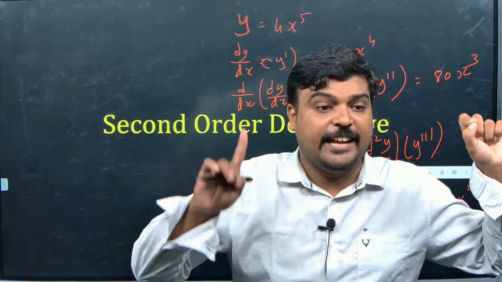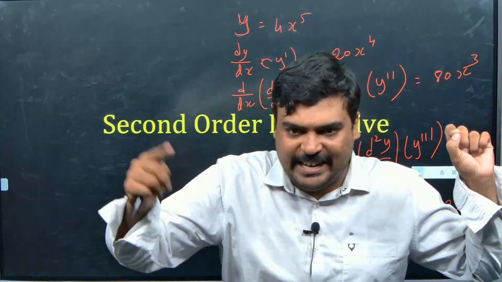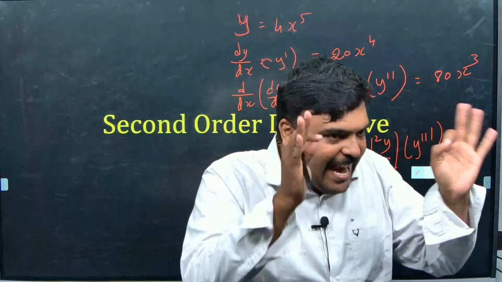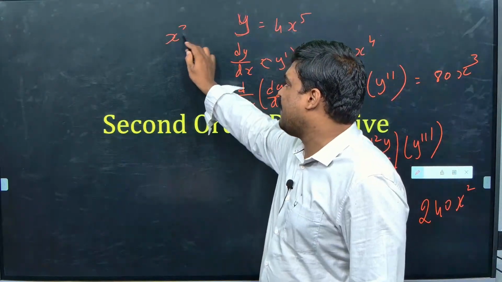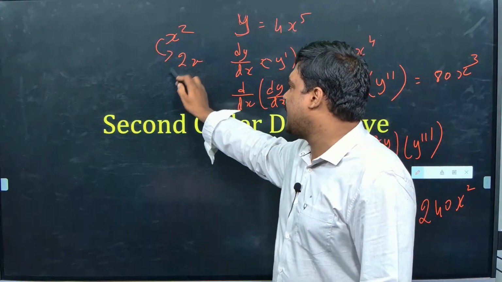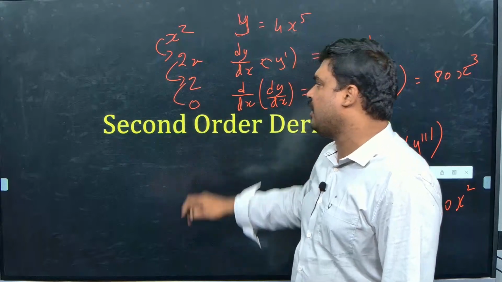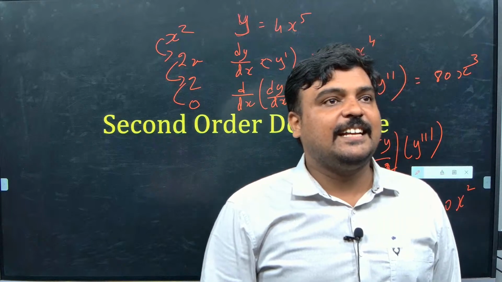Note this well: every algebraic function ends up with 0 at one time while differentiating. If I keep differentiating, at last one day it will become 0. If I take x square, in the second step itself it will become 0. See, first time it becomes 2x, next step it becomes 2, third step it becomes 0, because the derivative of a constant is 0. Is that clear, guys?